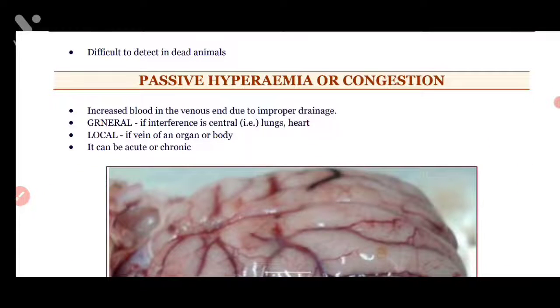and it is difficult to detect in dead animals. This is because in dead animals the neuronal receptors will be deactivated, and in such a condition the arteries are unable to push the blood to the required organ. In such a condition we will be unable to distinguish whether it is hyperemia or congestion, and in such a case it is very difficult to detect in dead animals.